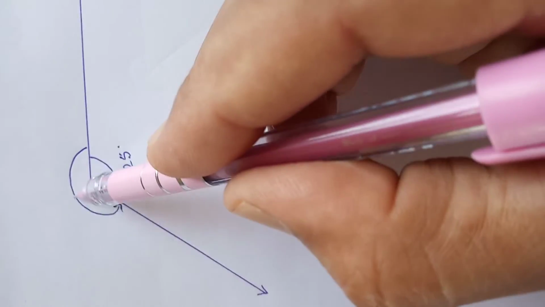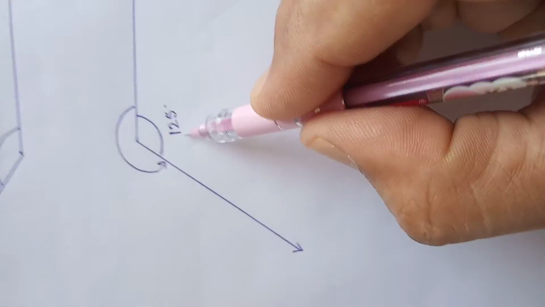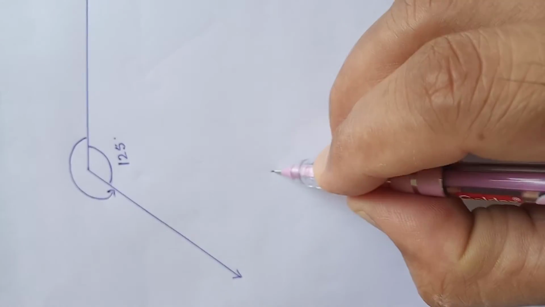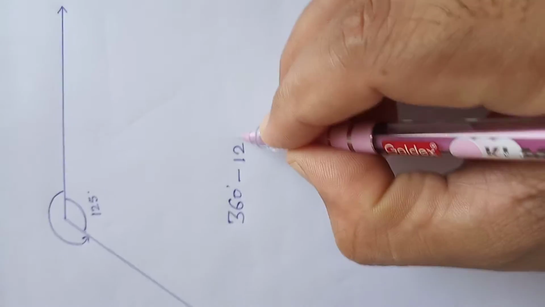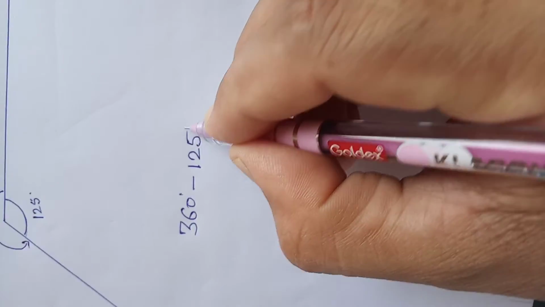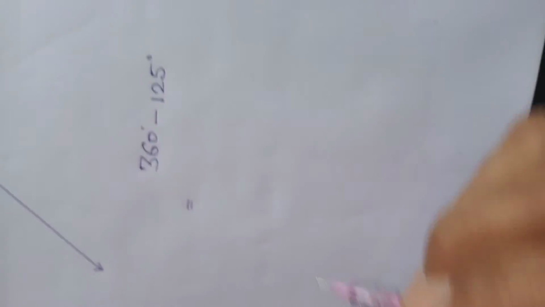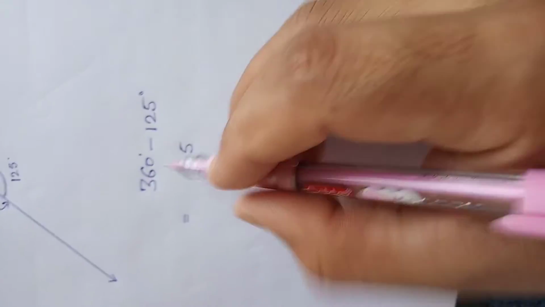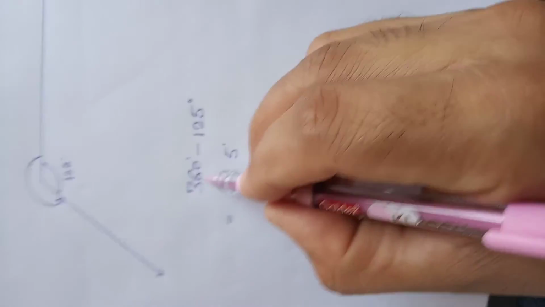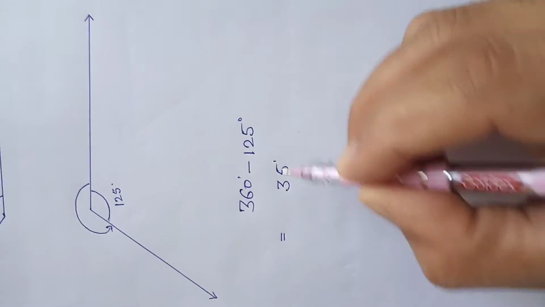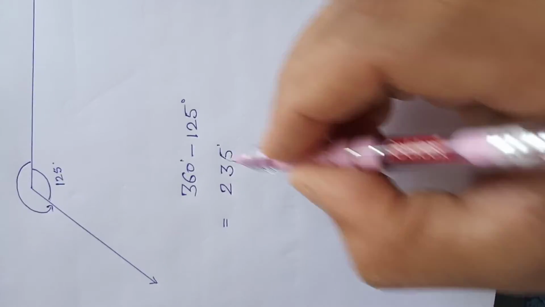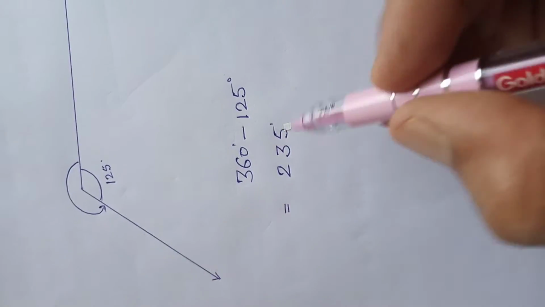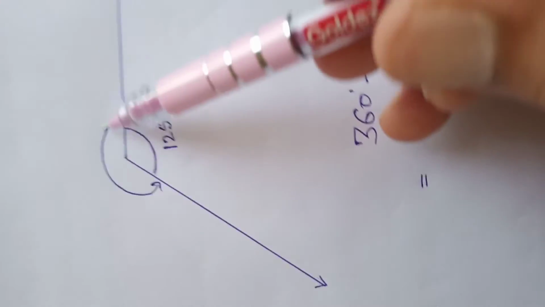To find the measure of this reflex angle, we will subtract this 125 degree from 360 degree. You subtract it, 360 degree minus 125 degree, it will be 235 degree. This is the measure of this reflex angle.